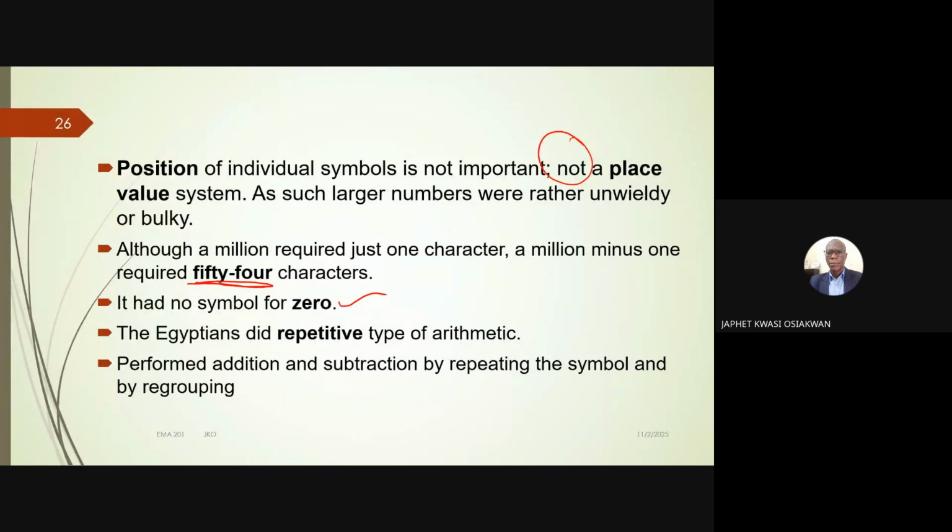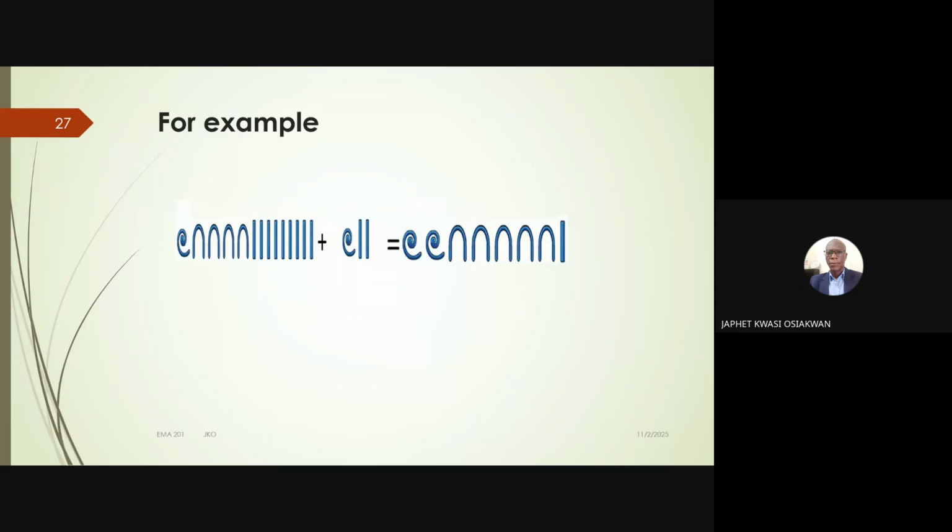So performing a calculation in Egyptian numerals is somewhat cumbersome. Very difficult to do. So that is the challenge they have with their numerals. But I think we can write it, and we can do some computation with it. They perform addition and subtraction by repeating the symbols and grouping them. That's all. So, for example, look on my screen. This number plus this number will give us this. So this is their calculation.